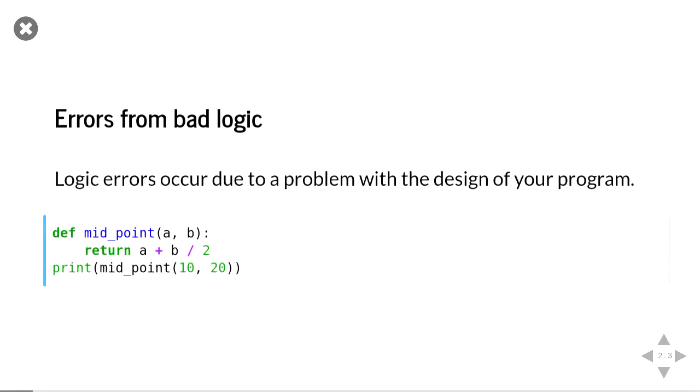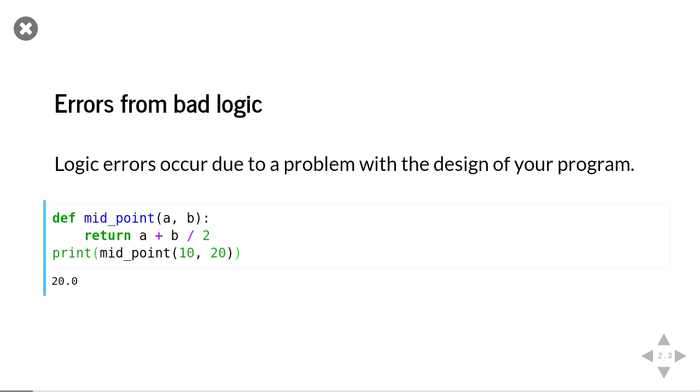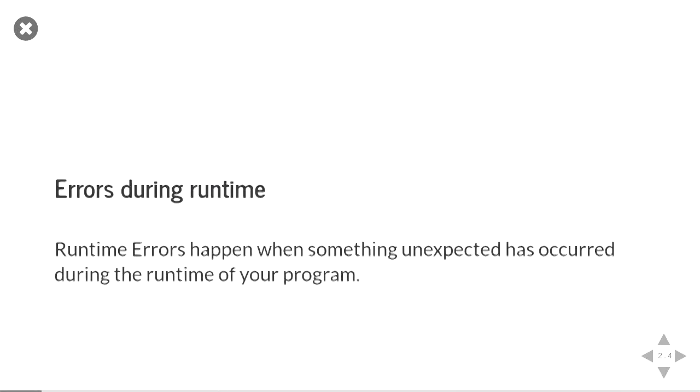Another way we can get an error is from bad logic. And so in this case, we have a function that tries to take the midpoint of A and B. And what we want to do is we want to add A and B and divide them. But what we've actually done is we've forgotten the brackets. And now we're dividing B by 2 and then adding them, because that's how maths operations work. If we run this, we get 20 instead of 15.